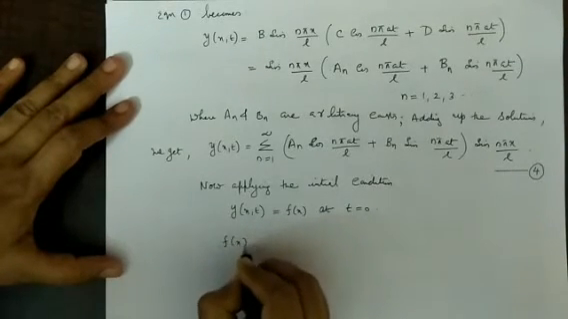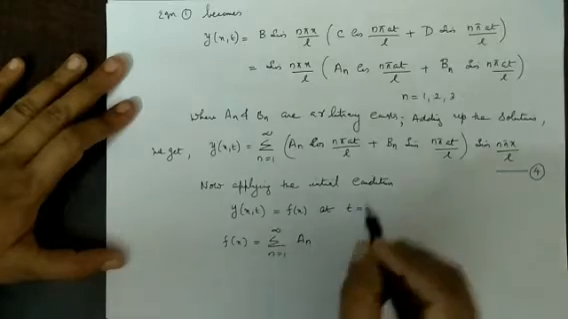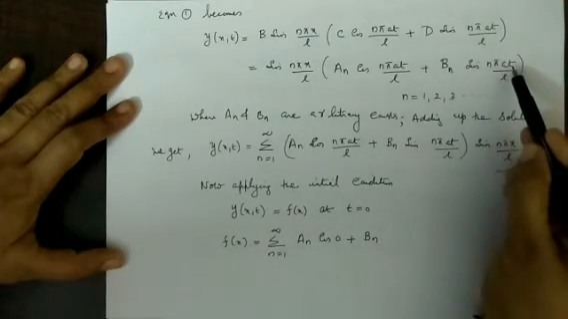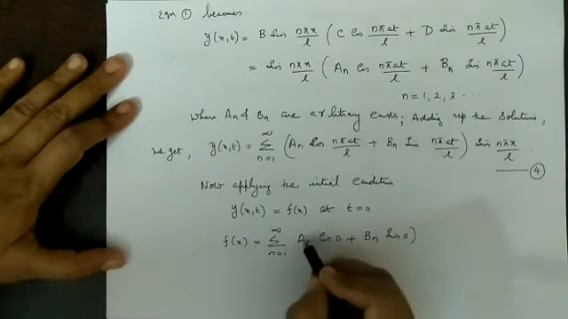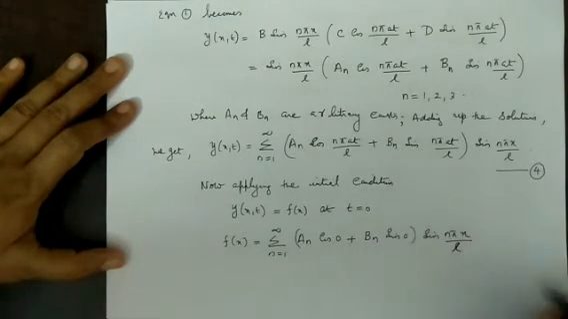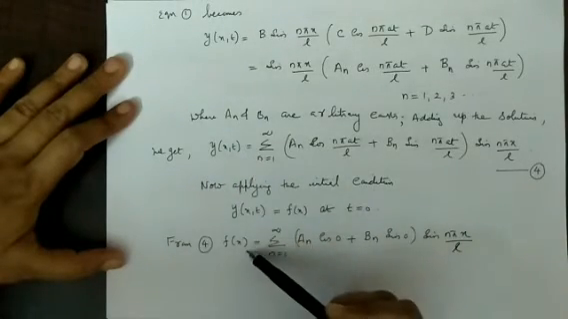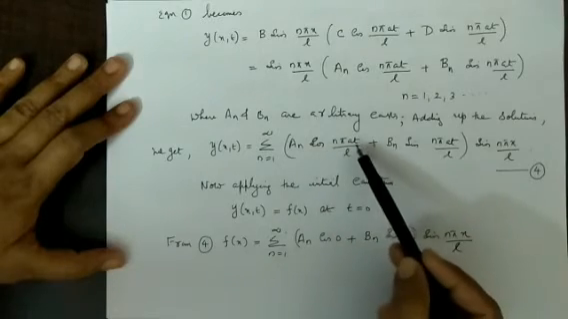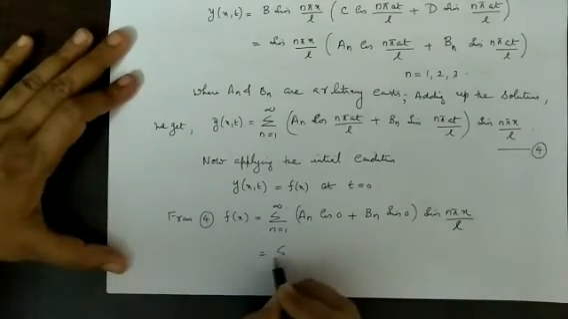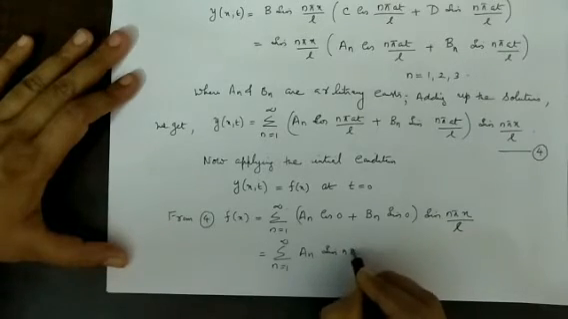So f of x is equal to sigma n equal to 1 to infinity of (an cos 0 plus bn sin 0) into sin n pi x by L. There is no change for the term sin n pi x by L. Applying in equation number 4, y of x,t equal to f of x equals sigma of (an cos 0 plus bn sin 0) sin n pi x by L. Simplifying, cos 0 is 1 and sin 0 is 0, so we get sigma n equal to 1 to infinity an sin n pi x by L.